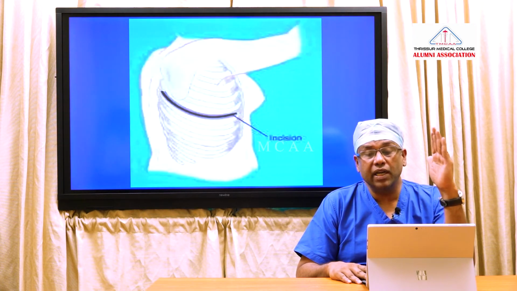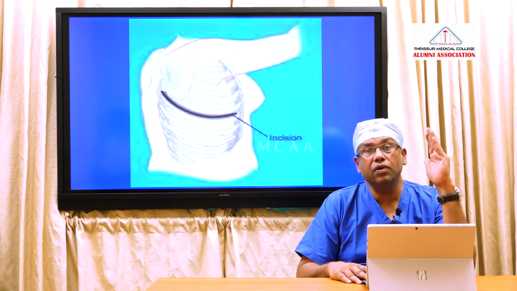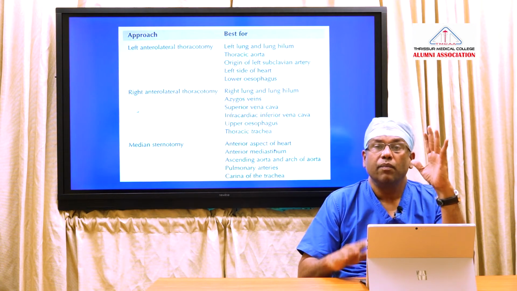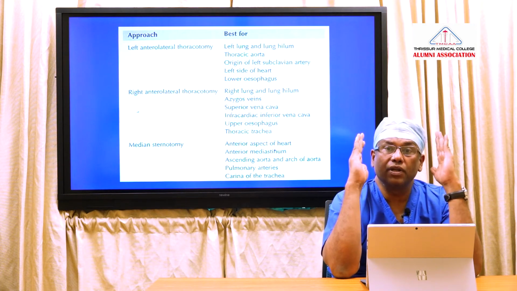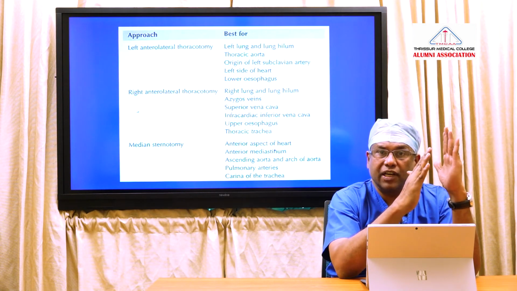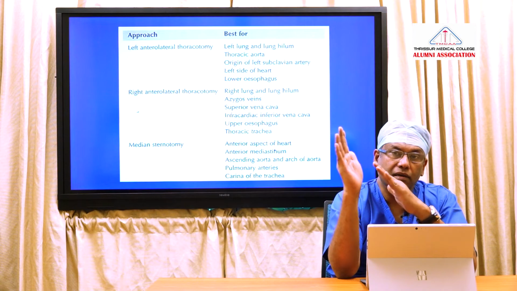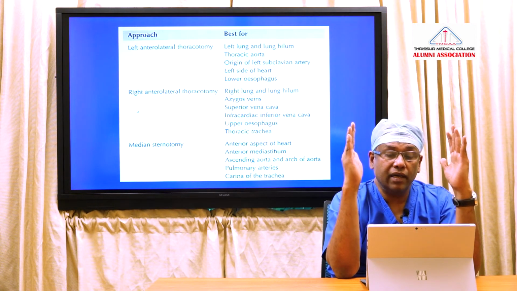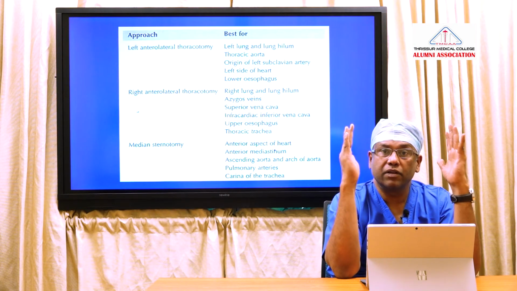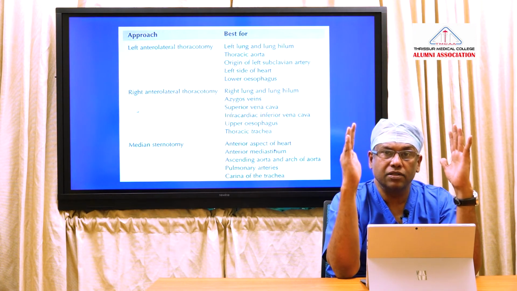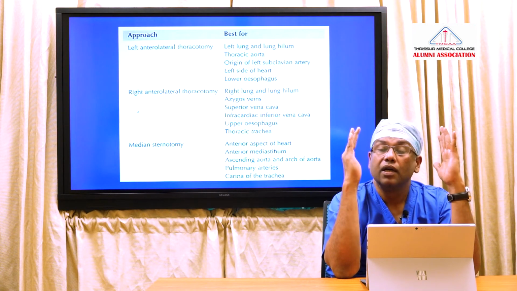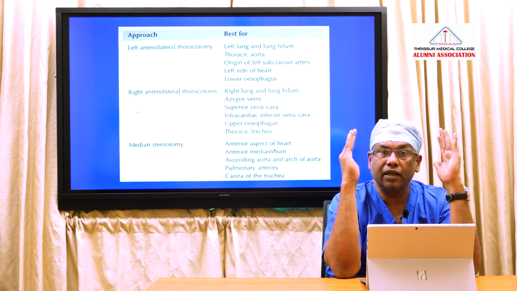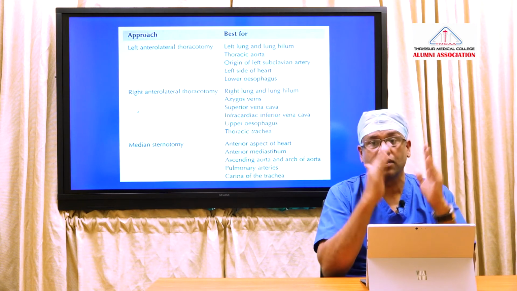Now, if it is a mediastinal structure, what will you do? You have to do a midline thoracotomy or median sternotomy. So, based on the site of injury, you plan either a left anterolateral or a right anterolateral or median sternotomy. For example, when the anterior aspect of the heart is injured, the carina is injured, the trachea is injured, the pulmonary artery is injured, the aorta is injured, you have to go with an anterior approach. That is a median sternotomy.